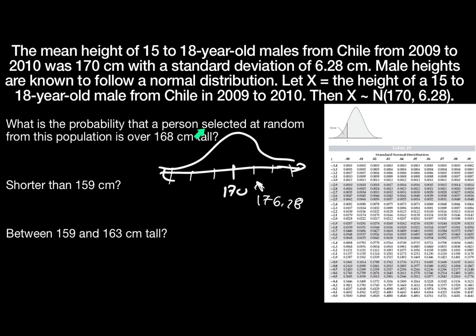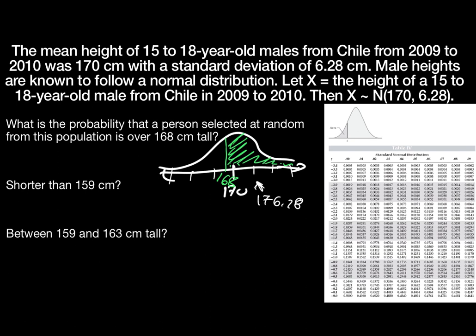Question says, what's the probability the person selected at random from this population is over 168 centimeters tall? I need to draw my line in, so 168 is going to be about there. Do these have to be exact? No, but they should be close. I'm only 2 centimeters below, so I'm not even a full standard deviation below. I would do that, and then it says the person will be over. Going to shade like this.